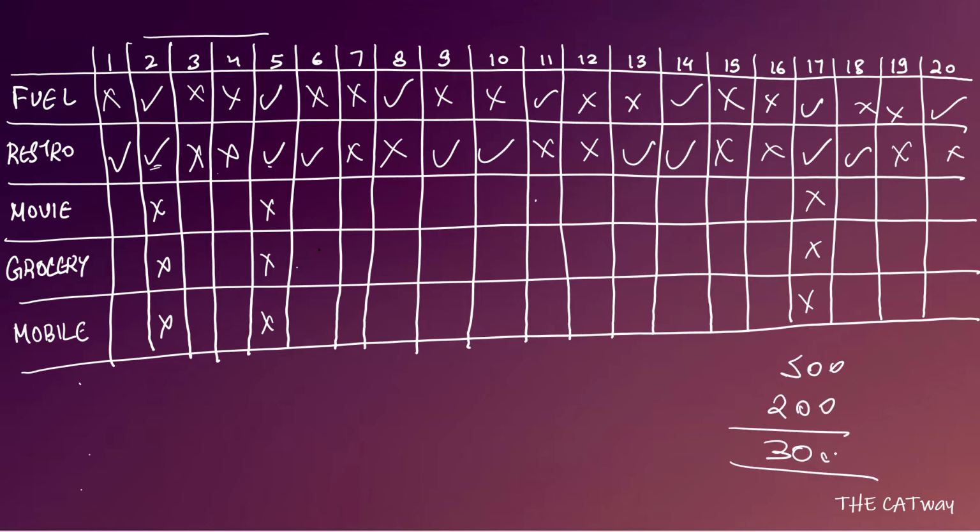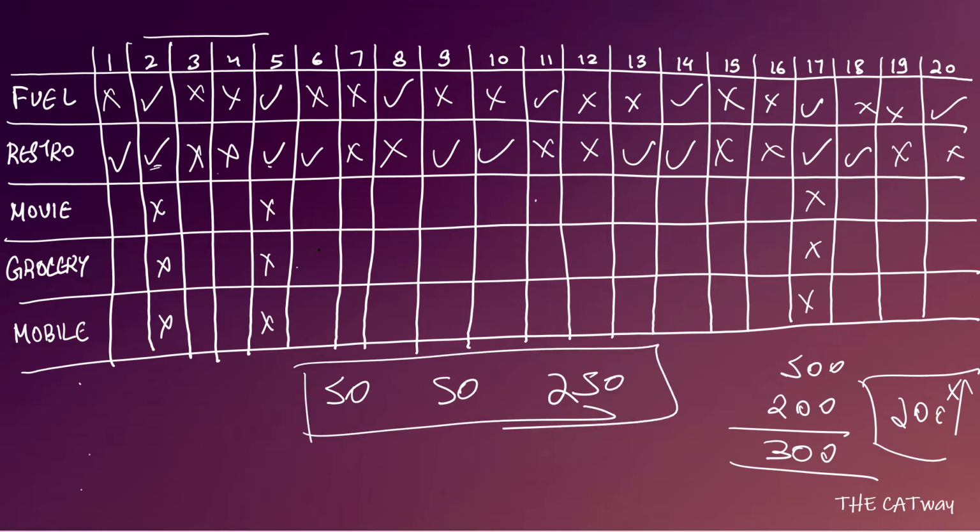So that means remaining is 300, and out of this 300, the 200 of restaurant cannot be a possible case. So what are we left with? We are left with 50, 50 and 250. Using these, we have to form 300. So 300 can only be formed by using 250 and one of the 50s. And 250 definitely we have to use, and 250 stands for movie. So on day 8, movie is definitely being shown.